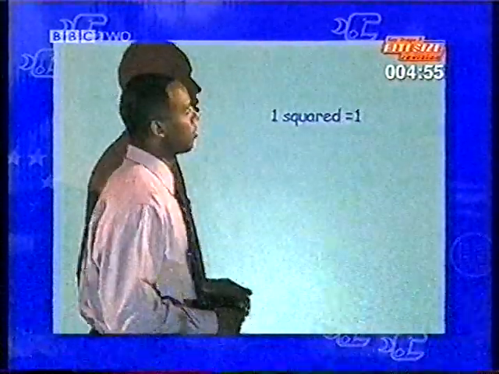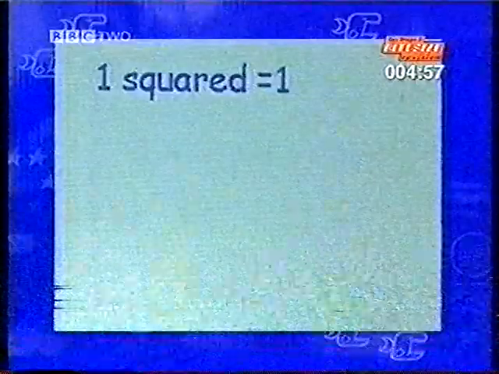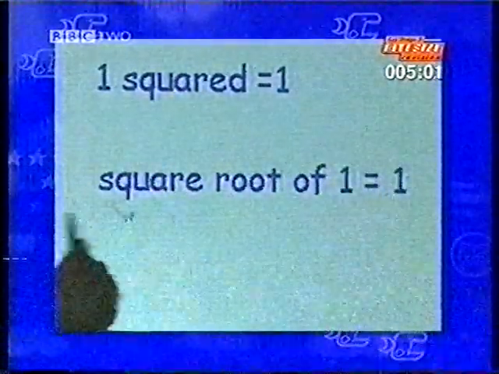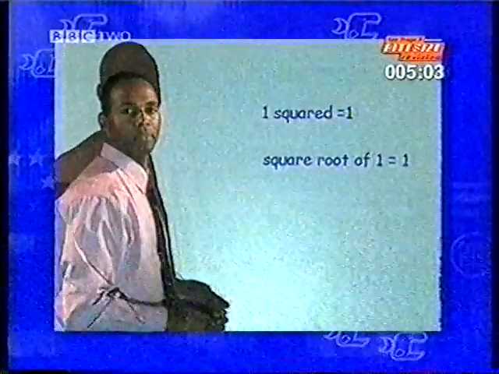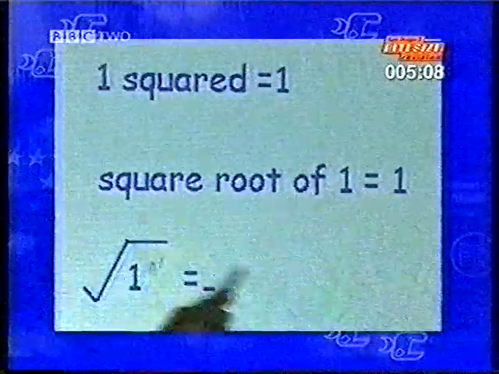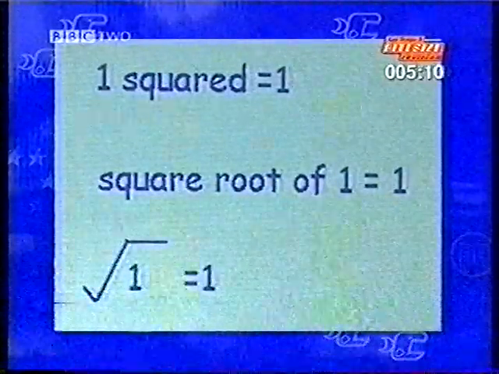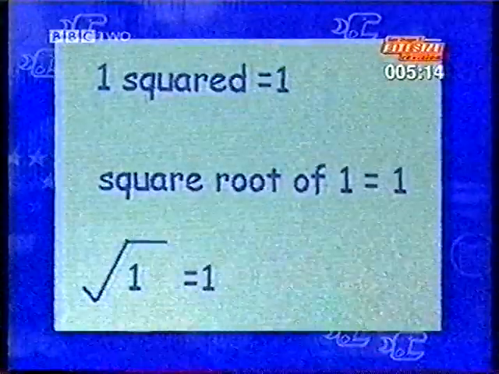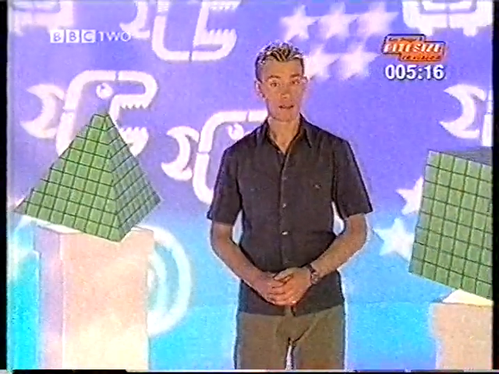Now we already know that 1 squared equals 1. Working backwards from that, the square root of 1 equals 1, which is the same. We can write it like this. The square root of 1 equals 1. Now let's move on from squares to cubes.